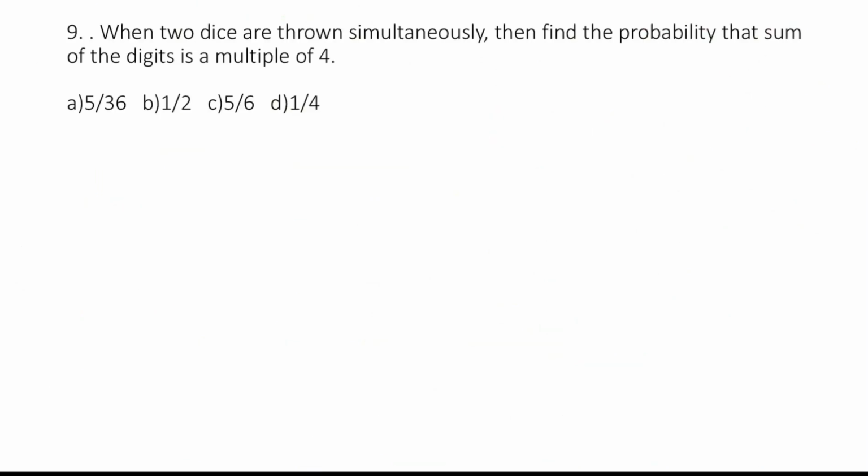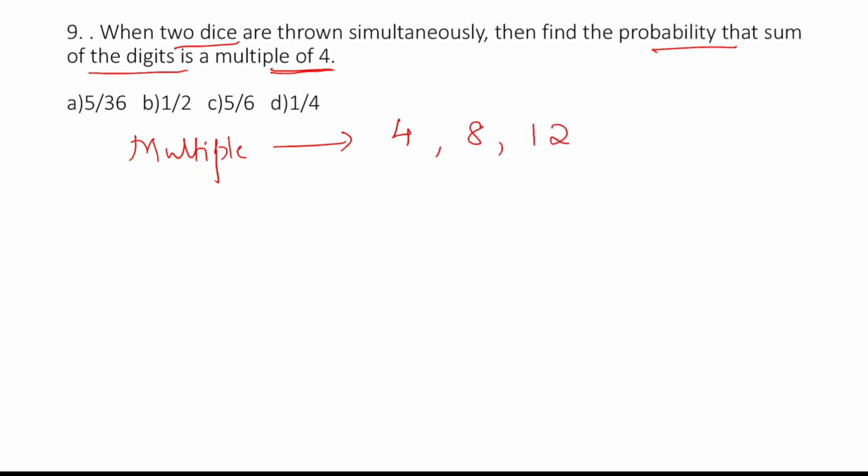When two dice are thrown simultaneously, find the probability that the sum of the digits is a multiple of 4. Okay, the sum of the digits should be a multiple of 4. So what are the multiples of 4? Tell me. Multiples of 4 are 4, 8 and 12. Any other number that is a multiple of 4?